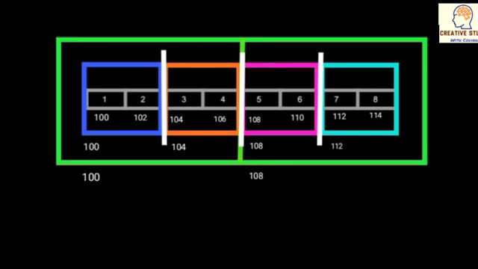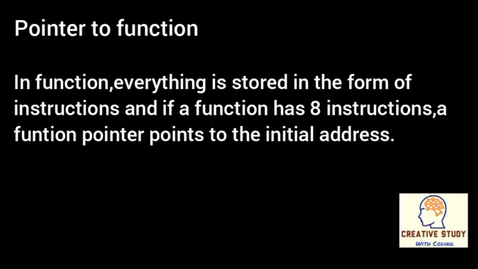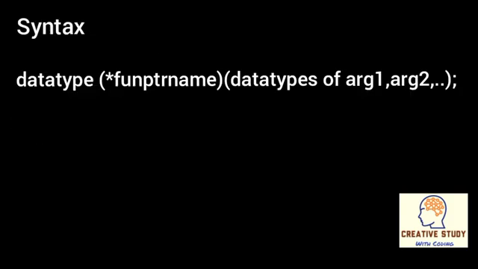So in this way you can access the rest of the elements. Now let's learn pointer to function. In a function, everything is stored in the form of instructions, and if a function has 8 instructions, then a function pointer points to the initial address or base address of the instructions. Now let's see the syntax of pointer to function.